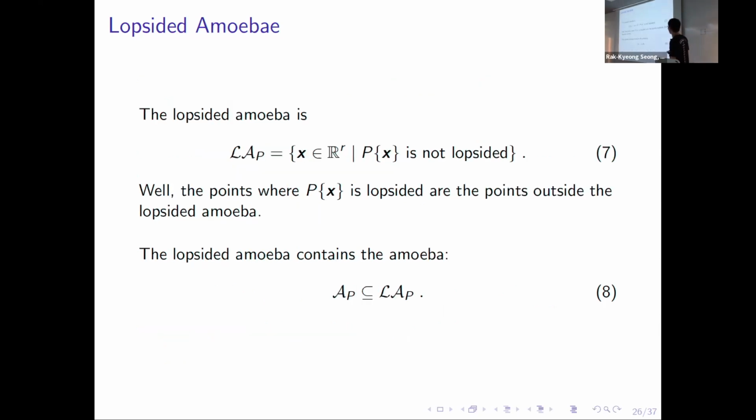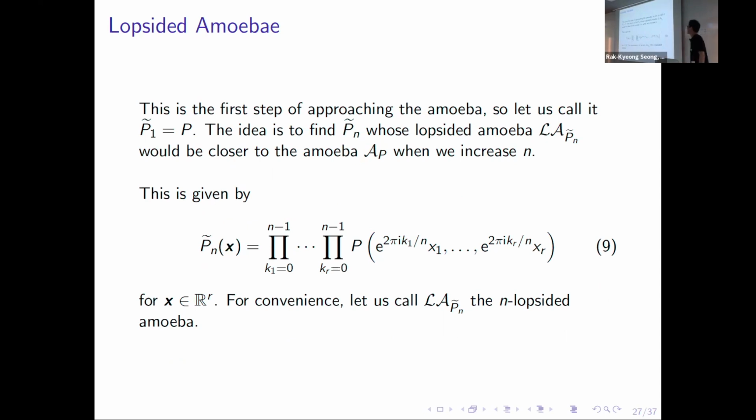So we know the lopsided amoeba is the largest set that contains the amoeba, and this is the first step of this approximation. The idea is to find this p tilde n such that when we increase n, it will get closer and closer to the actual amoeba. And this is actually given by this expression for Pn. If you like, it's called the cyclic resultant, but that is just this expression. And let's just say Pn is the n-lopsided amoeba.